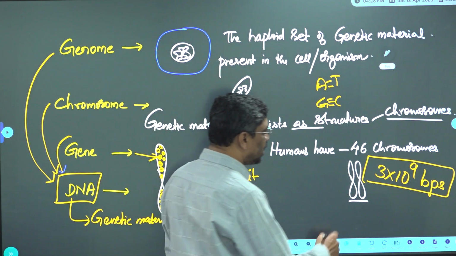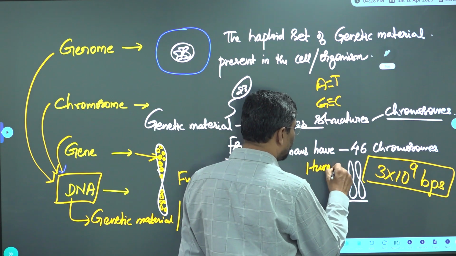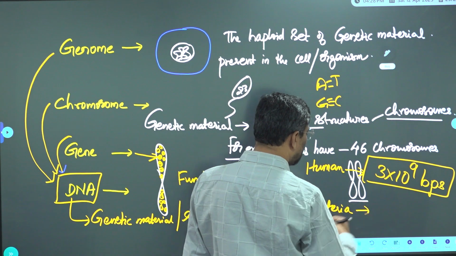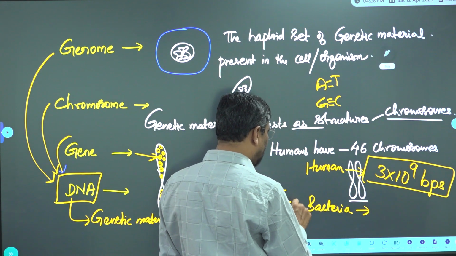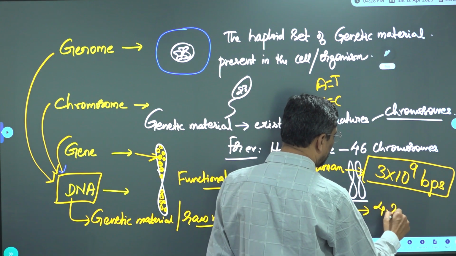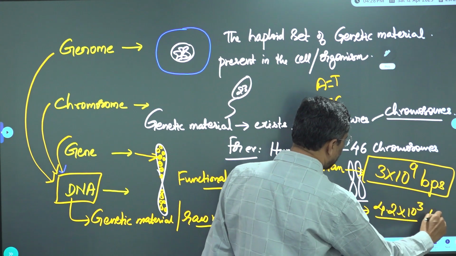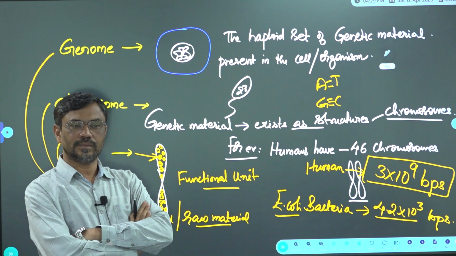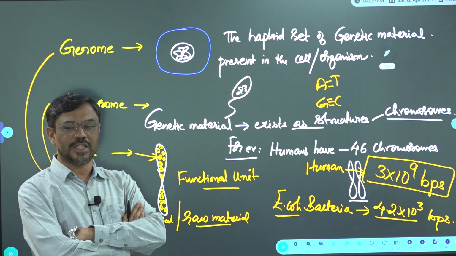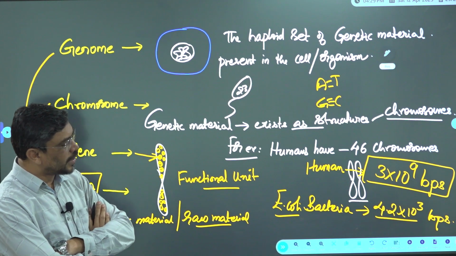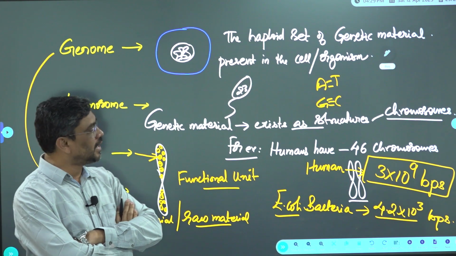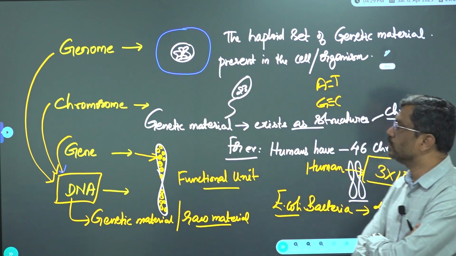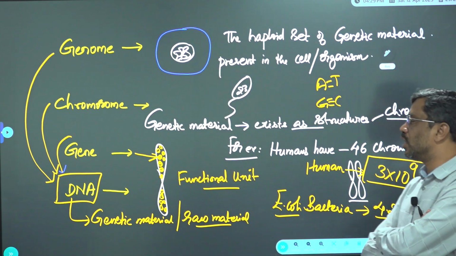This is the human genome. If you consider the bacterial DNA, for example E. coli bacteria, the genome of E. coli is 4.2 into 10 power 3 base pairs, or 4.2 kilo base pairs. Got it? Like that, the genome can be measured. So this is the difference between genome, chromosome, gene and DNA.